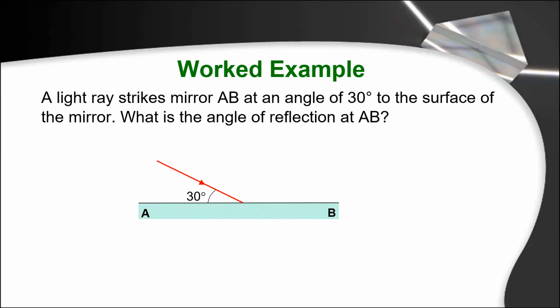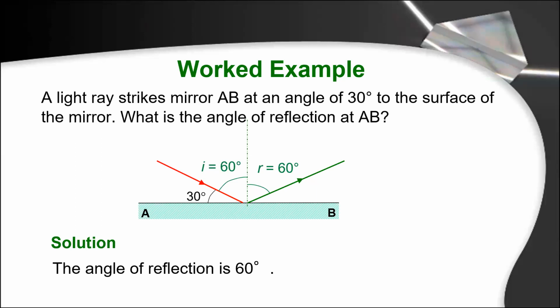You have a mirror AB, and a light ray that strikes the mirror at an angle of 30 degrees. What's the angle of reflection? So I'm interested in angles. The first step is I need to know where the normal is. If you've done it correctly, you should have drawn the normal, which is 90 degrees to the mirror surface, represented by this dotted line. And my angle is always between the ray and the normal. The red ray is the incident ray, so this angle of incidence is 60 degrees. The angle of reflection will also be equal to the angle of incidence, which is 60 degrees.